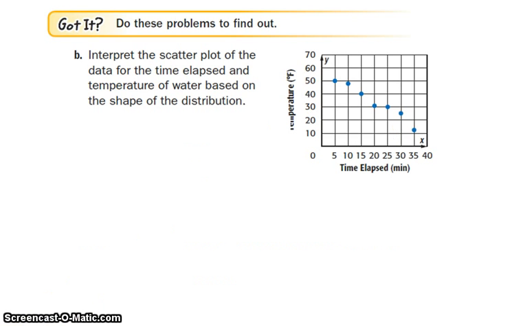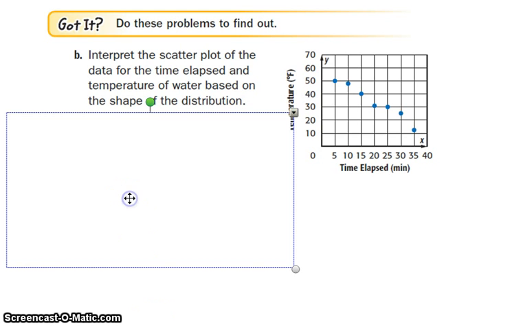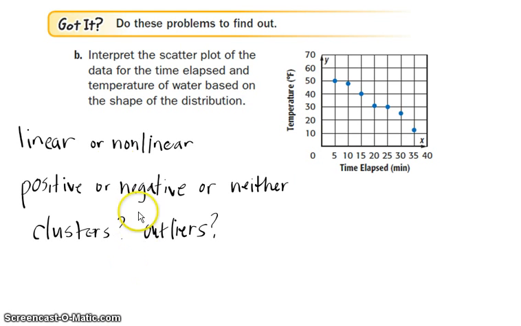Let me help you with the first got it problem, okay? Here's what I want you to do first. I want you to tell me, is it linear or nonlinear? Is it positive, negative, or neither? Are there any clusters or outliers? So you've got 3 pieces you have to do here, okay?